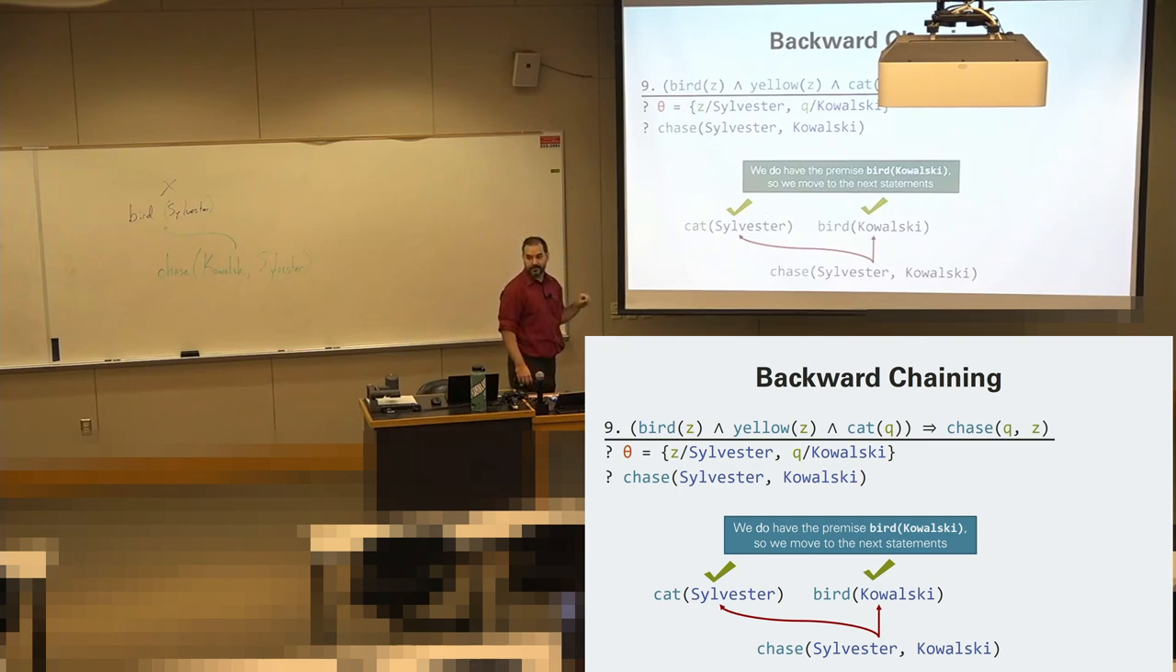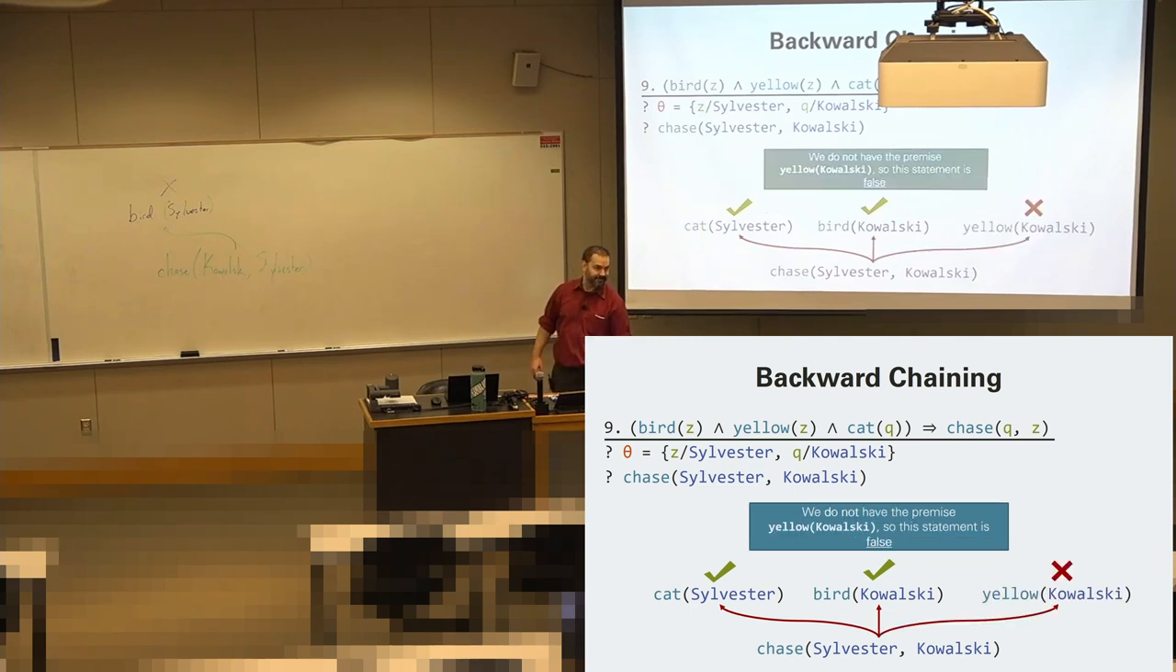The last one is Kowalski yellow. Well, after my embarrassment, we already proved that that's not true, right? So after three checks, boom, I already know that this is a false statement. I don't need to deduce anything else. I don't need to check anything else. All right, so now our last one, yeah.